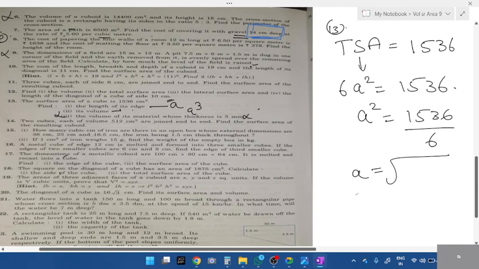Again, that is a cuboid question. Okay, complete this. Reduce it and find the volume, students. This is the side, first one. Whenever you find a, that is the side.